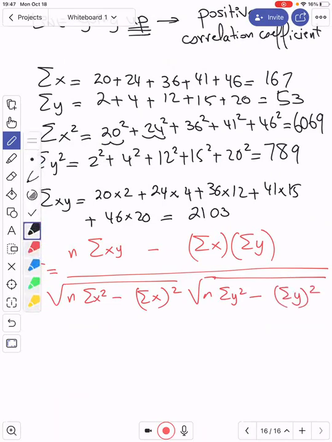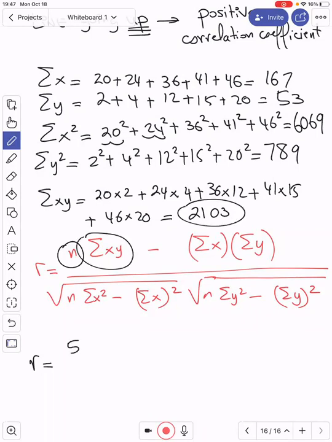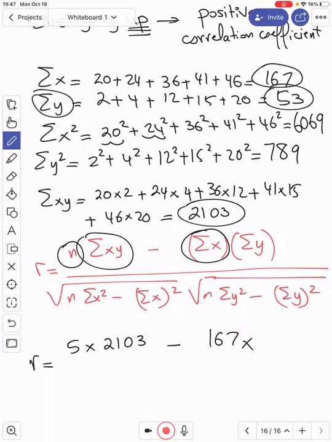All right, so in this example, N is the number of points. We have 5 columns, so we have 5 points. So N is 5. The sum of the XY is 2103. So that's 5 times 2103 minus the sum of the X's, that's 167, times the sum of the Y's, that's 53.